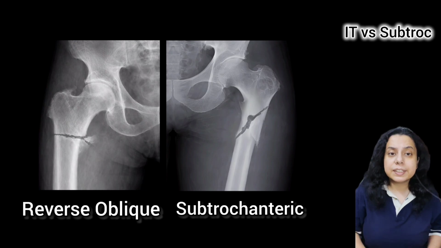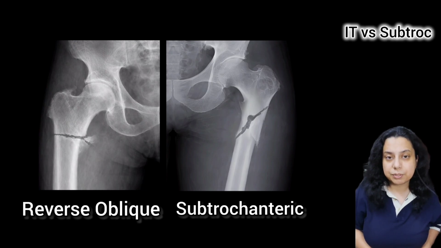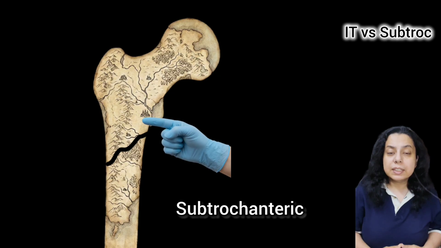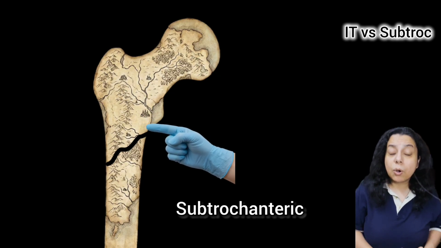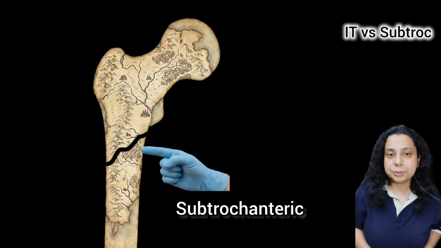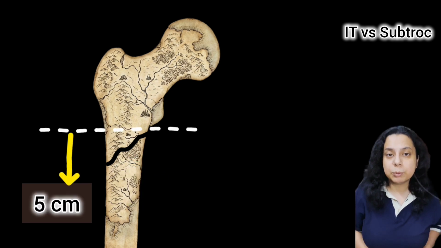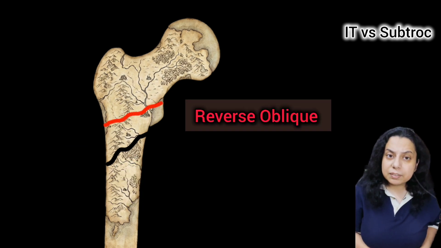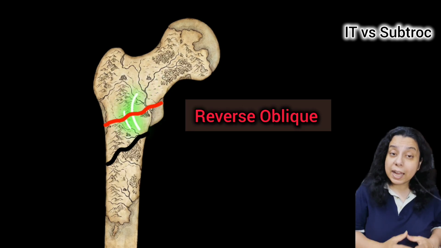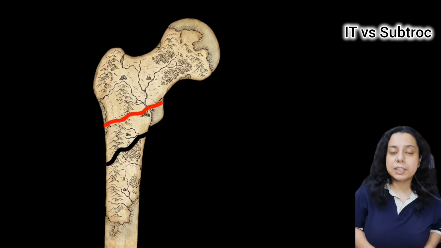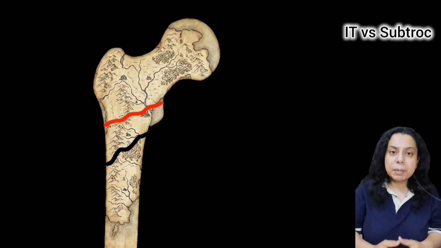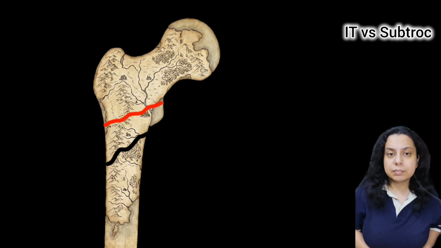But getting the distinction right is what is critical for your diagnosis and implant selection. A subtrochanteric fracture starts somewhere near or generally below the lesser trochanter, extending up to 5 centimeters down into the femoral shaft. But a reverse oblique must start at the lesser trochanter and run to the lateral cortex. It doesn't migrate down into the shaft.